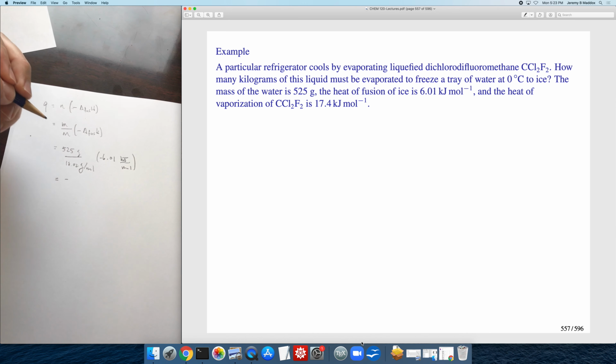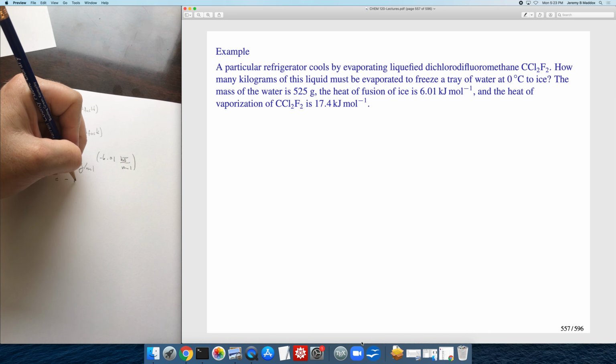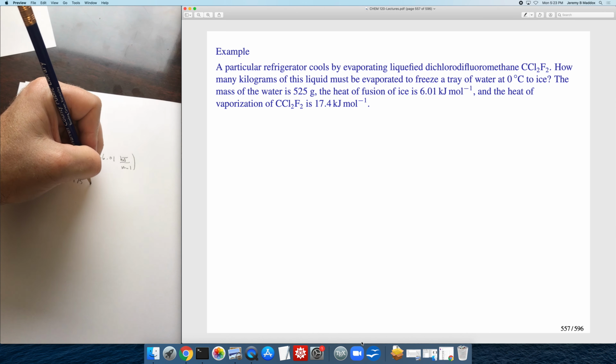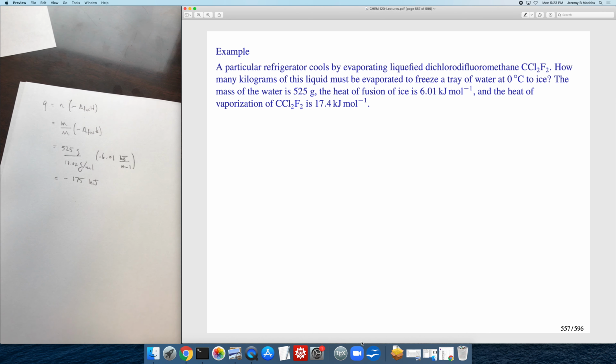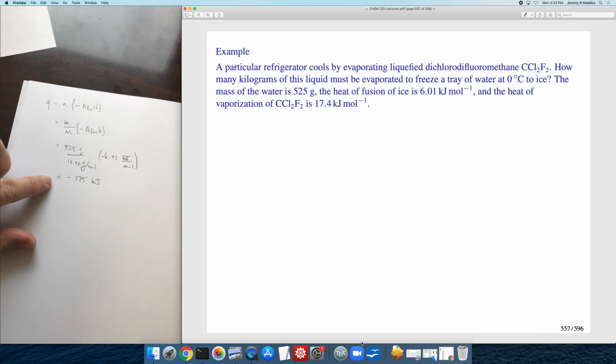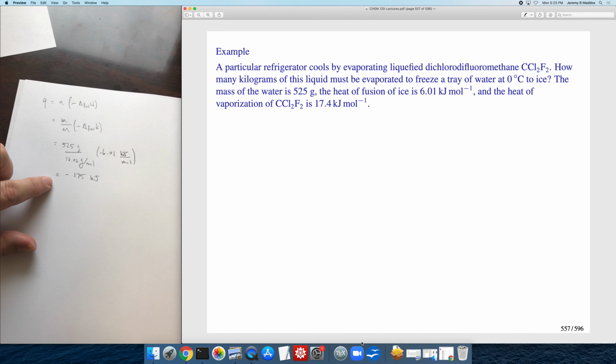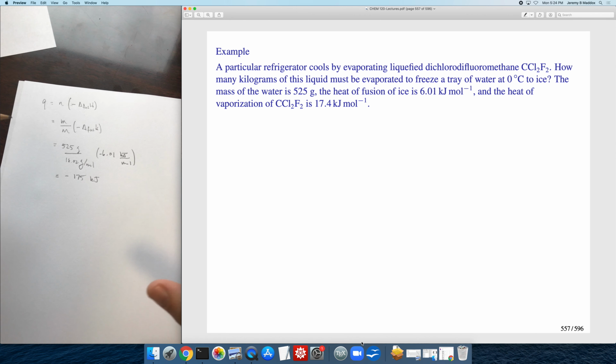So we need to pull 175 kilojoules out of the water. That's the heat that we need to pull out of the water in order to get it to freeze.